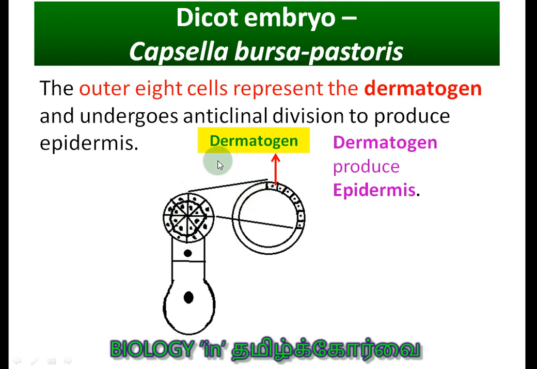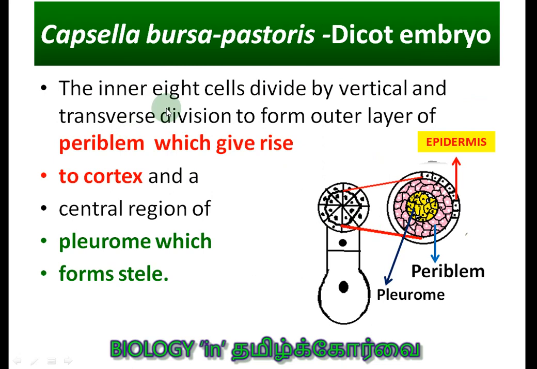This dermatogen undergoes anticlinal division to produce epidermis. So, these two cells become more, so you see more number of cells. It keeps on dividing as the structure increases in its size. So, epidermal size also keeps on increasing. Here what you should understand is the dermatogen only produces the epidermis of the embryo, and the epidermis of the future plant also we should say.